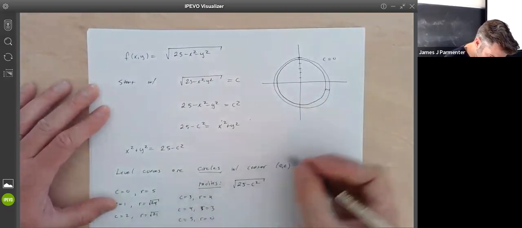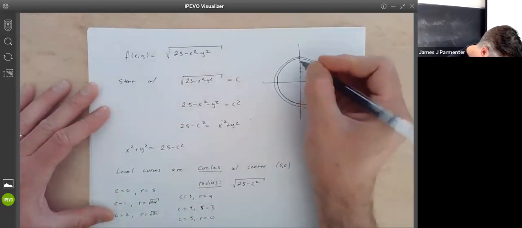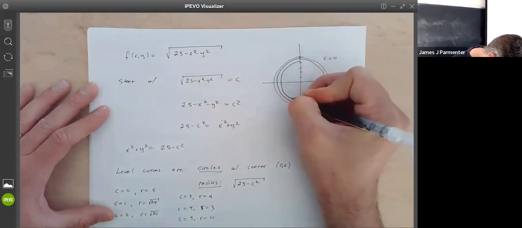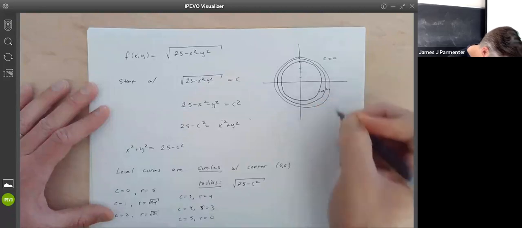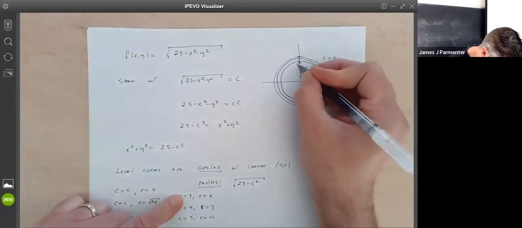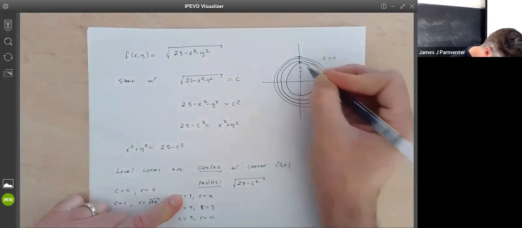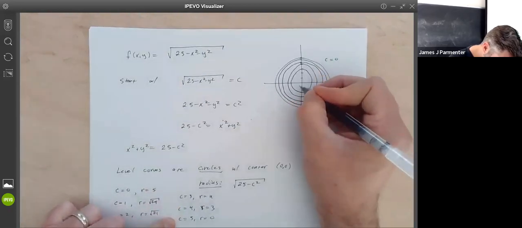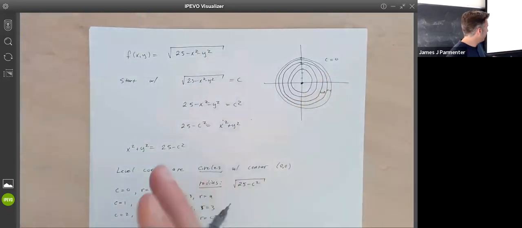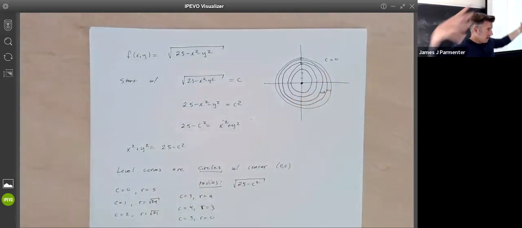And then when c equals 2, my radius is still bigger than 4. I know my circles are not perfect. And then when c equals 3, my radius is 4. And when c equals 4, my radius is 3. And when c equals 5, my radius is 0. So I've kind of got this mound, right?